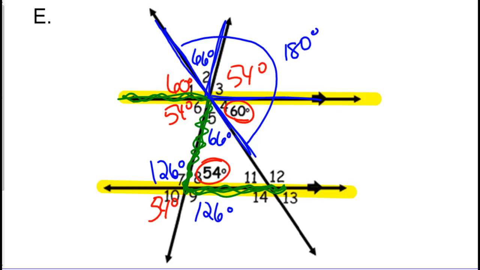All right. So I already have a ton of stuff on there. And the only thing that I'm missing is 11, 12, 13, and 14. And I have to be really, really careful. The two horizontal lines that I've highlighted in yellow, those two lines are parallel. Those are the only two lines that are parallel.